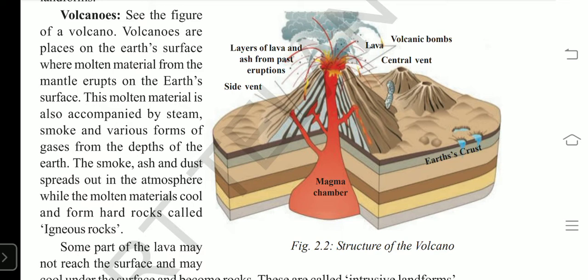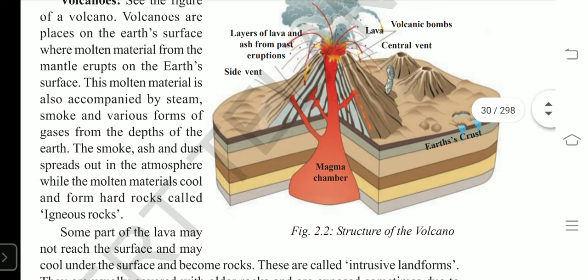So we see that smoke, ash and dust spread into the atmosphere. For many kilometers in the atmosphere, ash, smoke and dust spread out. And when it reaches the Earth's surface, there is a lot of difference in temperature, right? In the mantle the temperature is high, whereas at Earth's surface we experience some 20 to 30 degrees centigrade, but in the mantle it is some 1000 degrees centigrade.